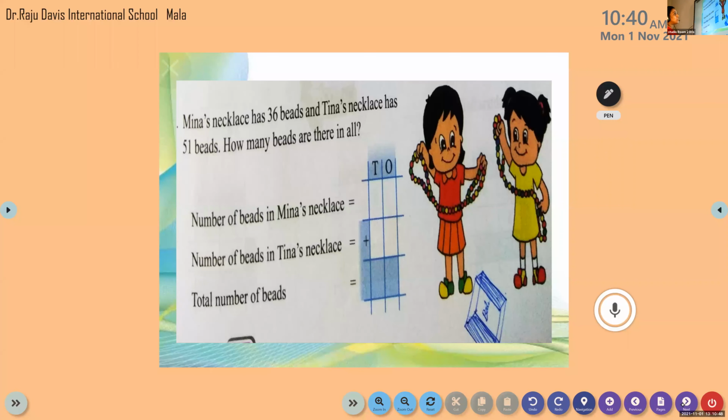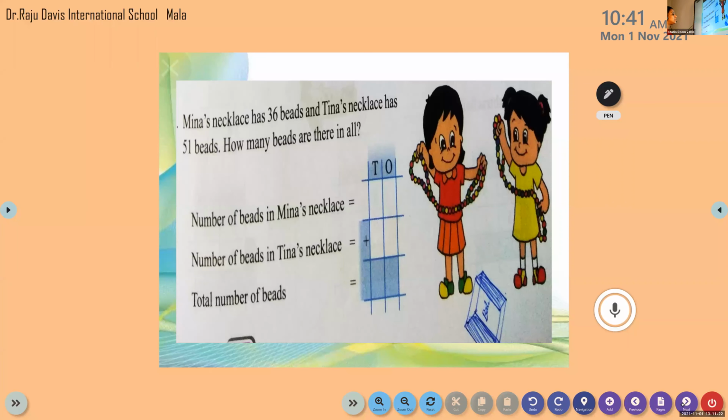Okay, so please read the question, everyone. Krishank, please read this question, my dear. What is the question here? Mina's necklace has 36 beads. Yes. And Tina's necklace has 51 beads.